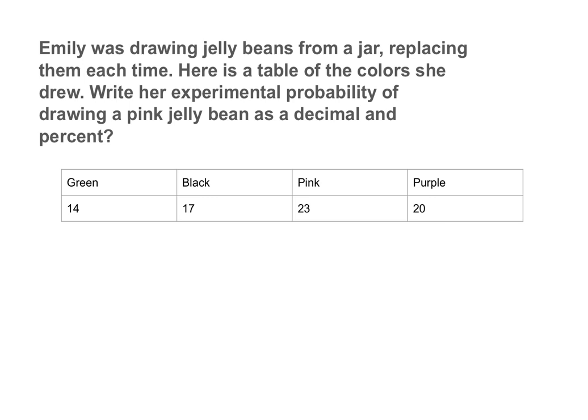Okay, Emily was drawing jelly beans from a jar, replacing them each time. Here's a table of the colors that she drew. Write her experimental probability of drawing a pink jelly bean as a decimal and a percent. So remember that experimental probability means what is the data after they've done the experiment. So Emily already did the experiment. She drew them out. She got 14 green, 17 black, 23 pink, and 20 purple. So experimental probability of getting a pink jelly bean, and we want it as a decimal and a percent.